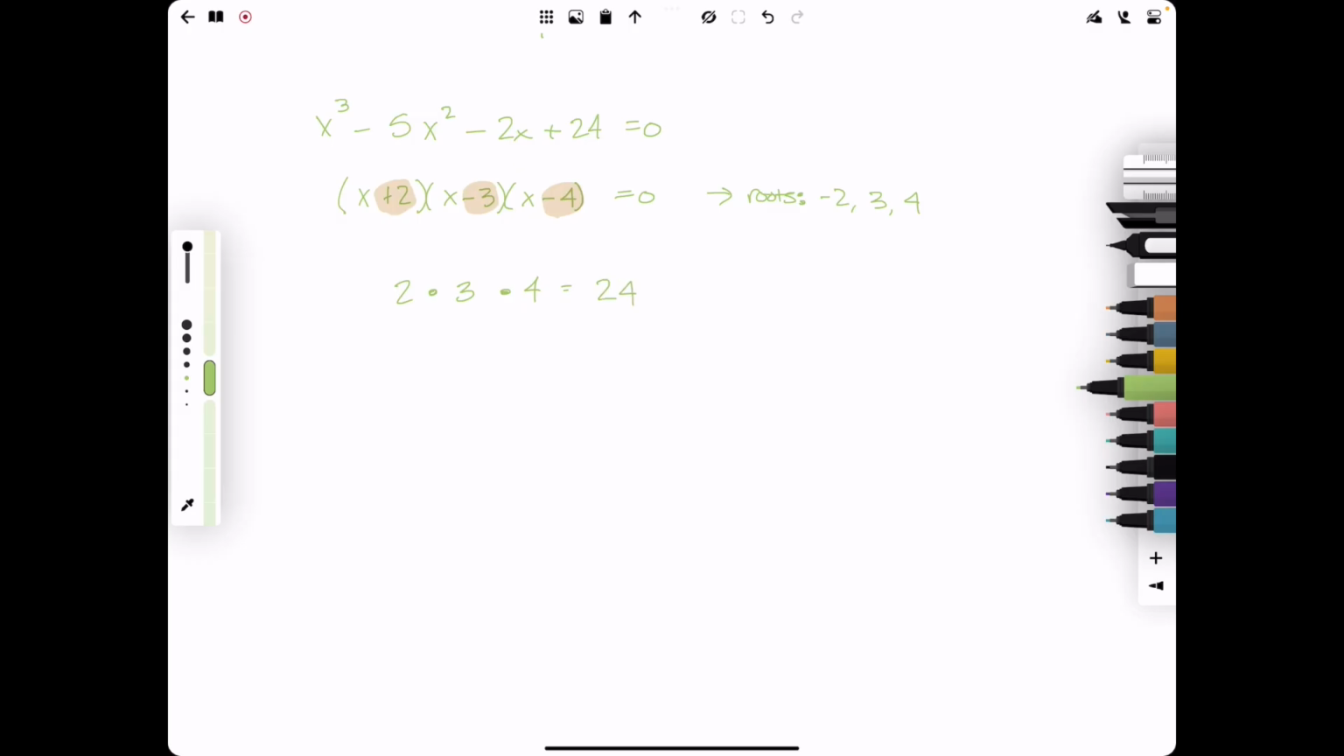Wait a minute. Look at your equation that we started with. What do you see? That's a 24 on it. Oh, there is a 24. Okay. So all of these roots happen to have been factors of that constant term. Okay. What about if I look at another one?